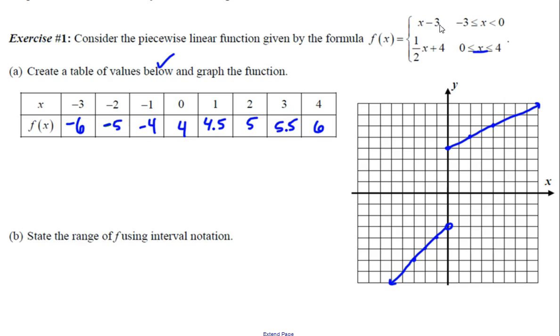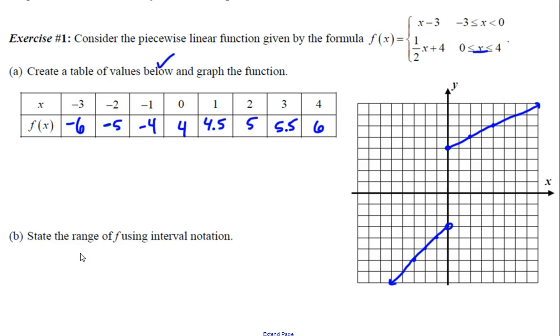I'm not going to include this first equation for x equals 0, but I am going to include the second equation when x equals 0. There's that little line underneath that indicates equality. And then the graph proceeds at a different rate, up 1 over 2, up 1 over 2, etc.